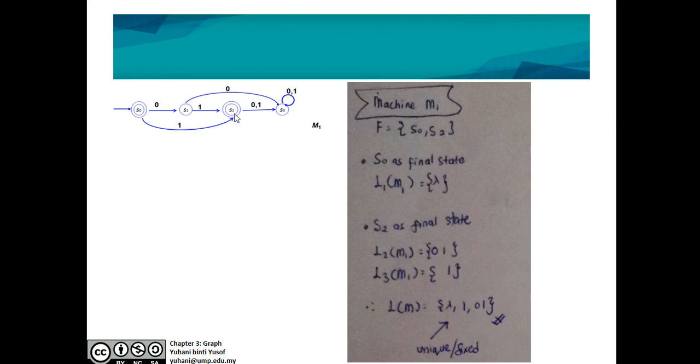Is there any language generated by this machine that ends on the S2? No, because if you go here, it doesn't have any arrow back to S2. So only 0 1 and 1. You see that these are all different, so we can conclude that the language generated by this machine is given by the empty set, 1 and 0 1. So this answer is unique, which means it's not a general one.